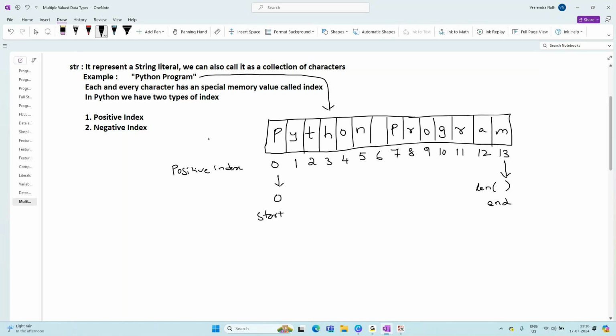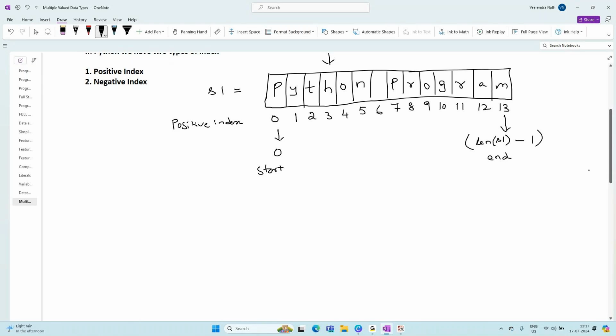Let's say this one is S1. So instead of writing that Python program, I am using S1: len of S1 minus 1. Am I clear? Yes. Now what is the length of this string? As the length of this string is 14, it ended at 13.